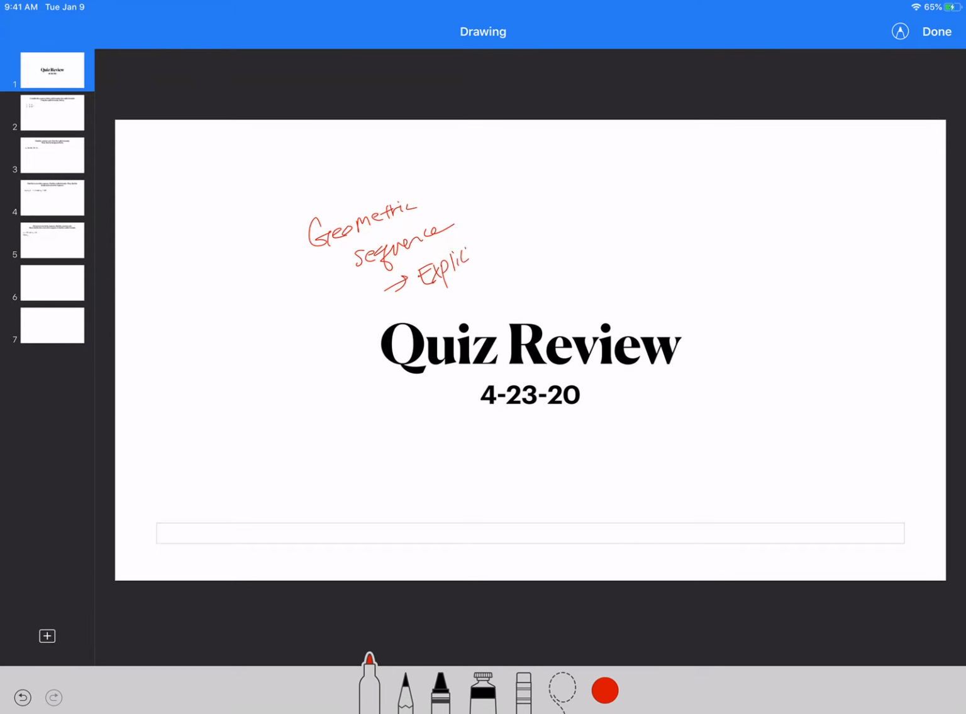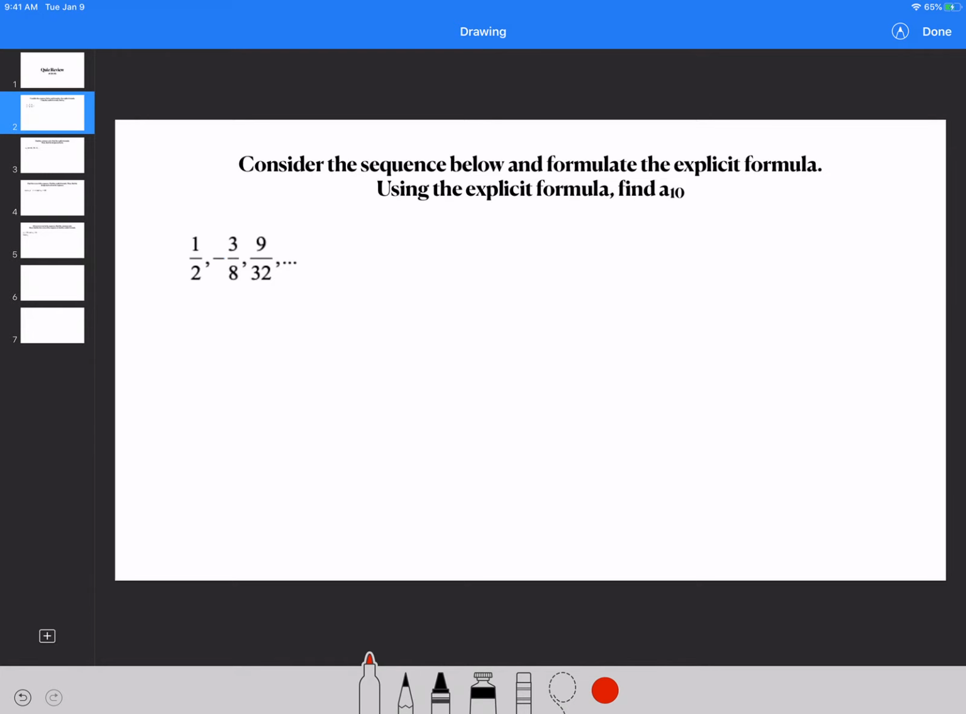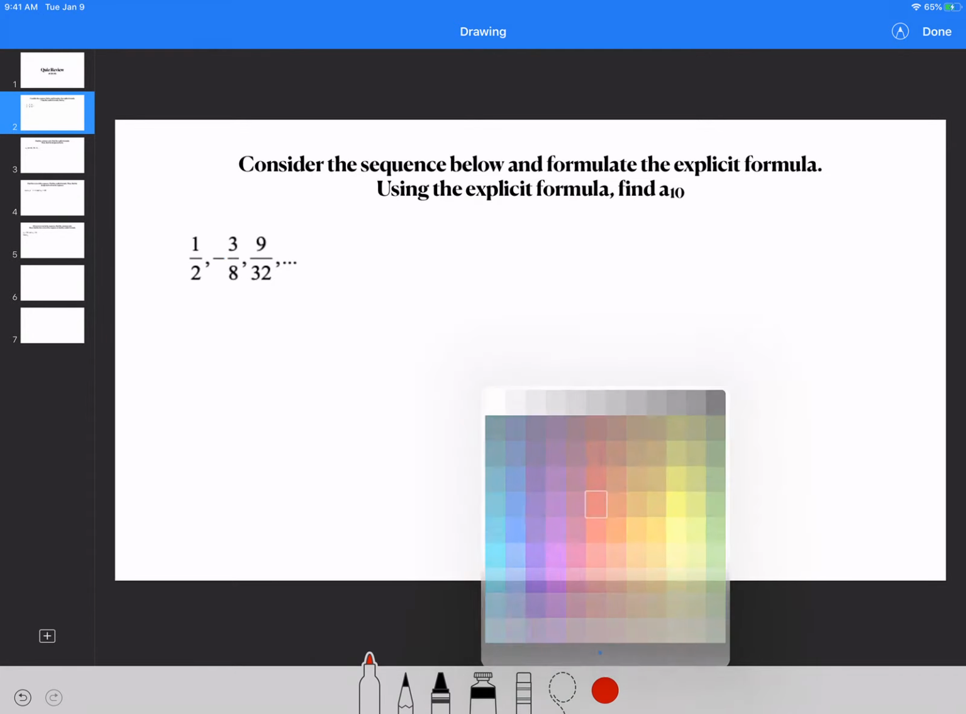specifically finding the explicit formula. That will be the main topic for today and tomorrow. Make sure that you take a look at this video and understand how to really do each of these problems before you jump into taking the quiz. Okay, so the first question that you will see is a context that looks like this.